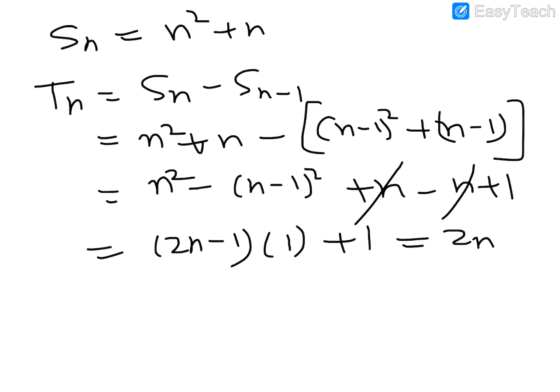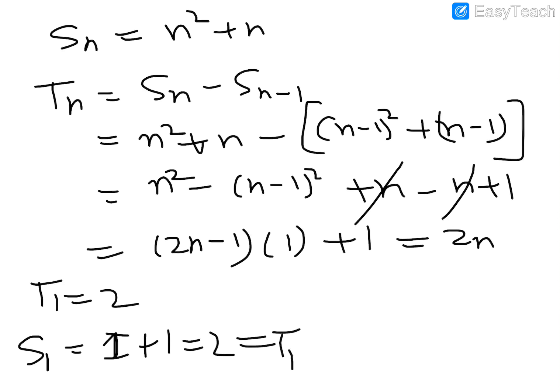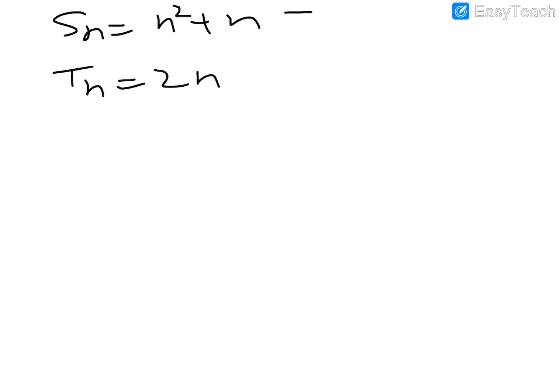So you are getting 2n. Now if I put n equal to 1, I am getting t1 as 2. And now tell me one thing, S1 means the sum of one term, the sum of the first one term means t1 only, and what you are getting from here is 1 plus 1, 2 only, so this is equal to t1. So this is a valid sequence. And if you carefully observe this series, Sn is equal to n square plus n and Tn is equal to 2n, that it is an AP.